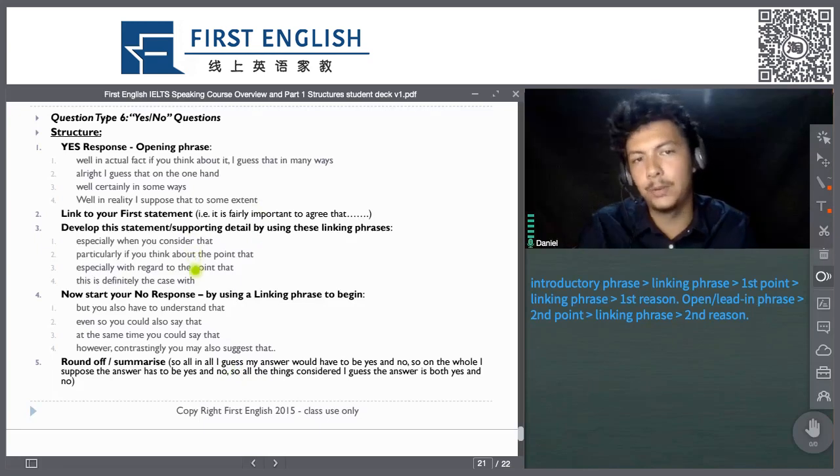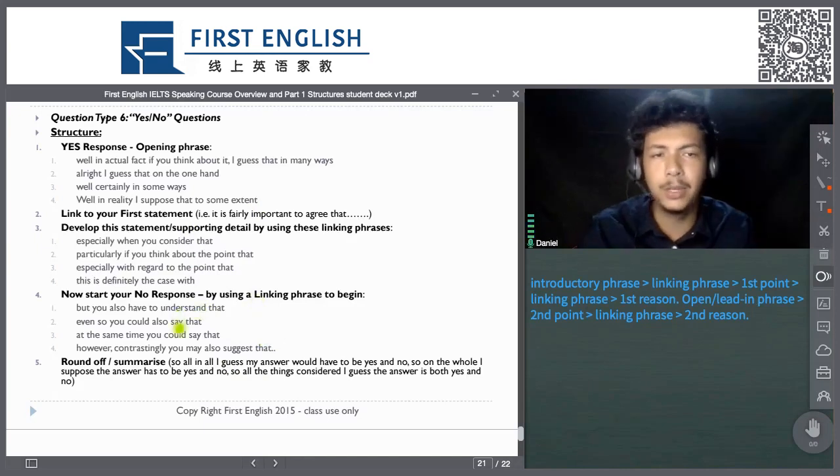I'm not going over each and every one of these linking phrases because, as you could guess, they're all pretty similar to even the other ones that we've covered in some of our other question types. And like I said, we're not limiting you. You're not limited to just using these particular linking phrases.